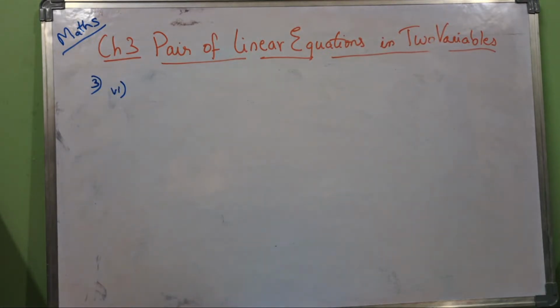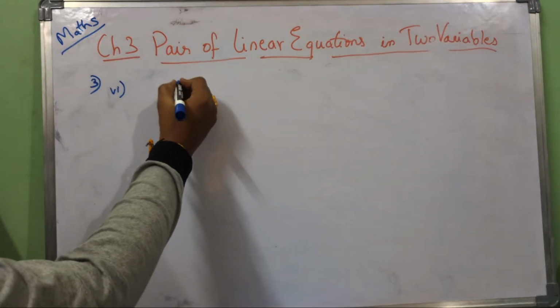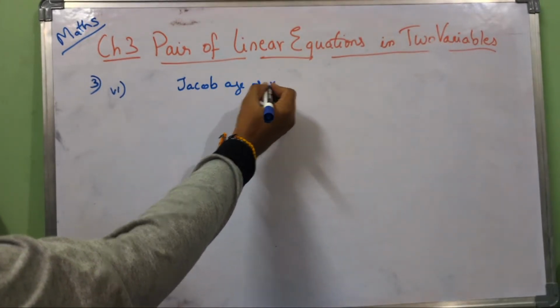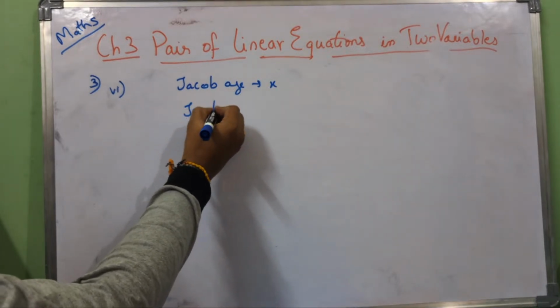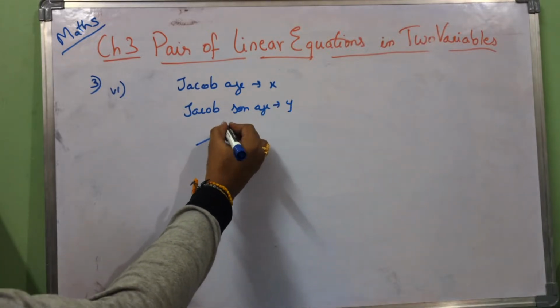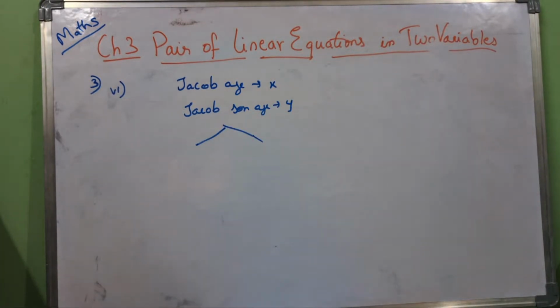"5 years hence, the age of Jacob will be 3 times that of his son. 5 years ago, Jacob's age was 7 times that of his son." Okay, so we have two variables: Jacob's age as x, Jacob's son's age as y. We have two conditions. 5 years hence means ahead of it. So suppose the current year is 2024. If I say 5 years hence, then it becomes 2029. If I say ago, you have to subtract. So what they have mentioned is 5 years hence.